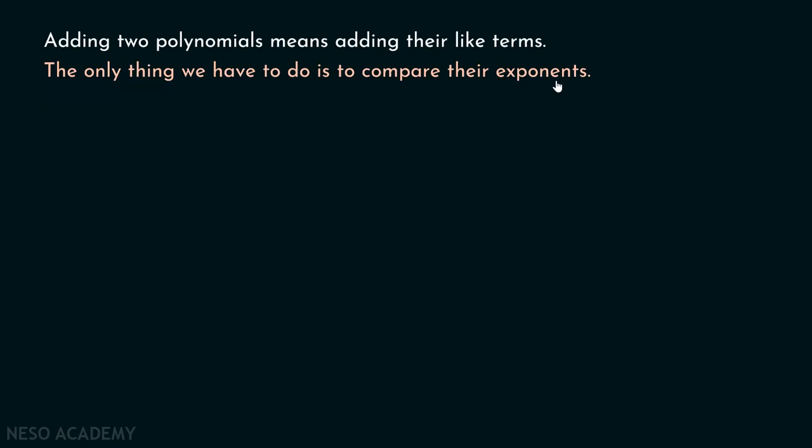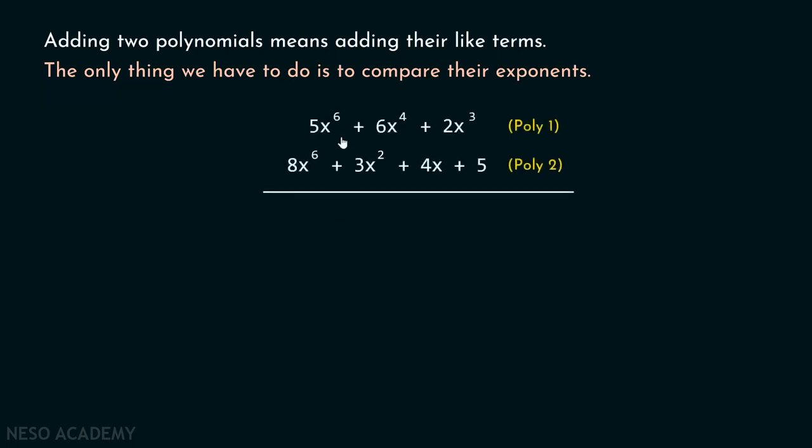Obviously, we must compare the exponents of the terms. Whenever the exponents are same, we can add them. Now here you can see we have this polynomial 1 and polynomial 2, right? Our target is to simply add them. Let's compare these two terms. And comparing these two terms means comparing their exponents.